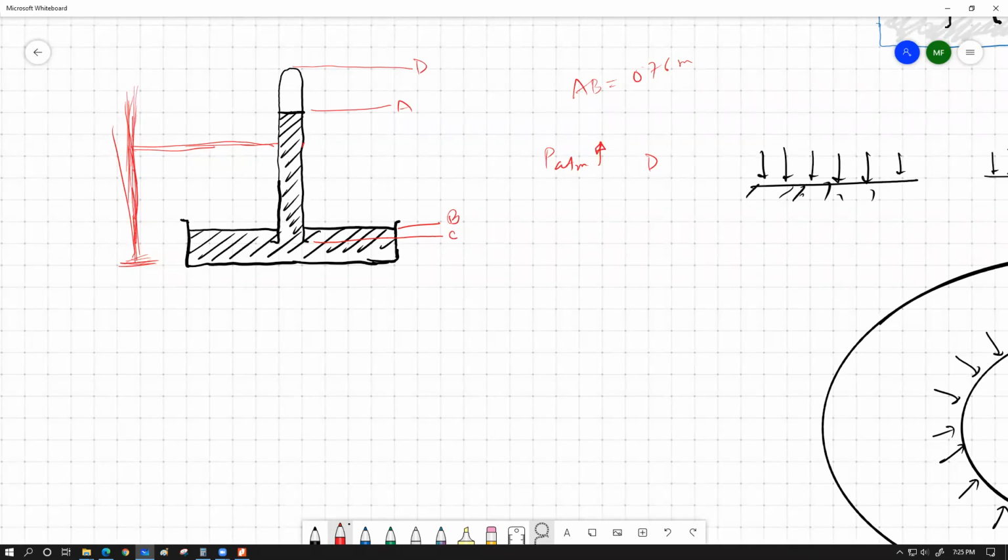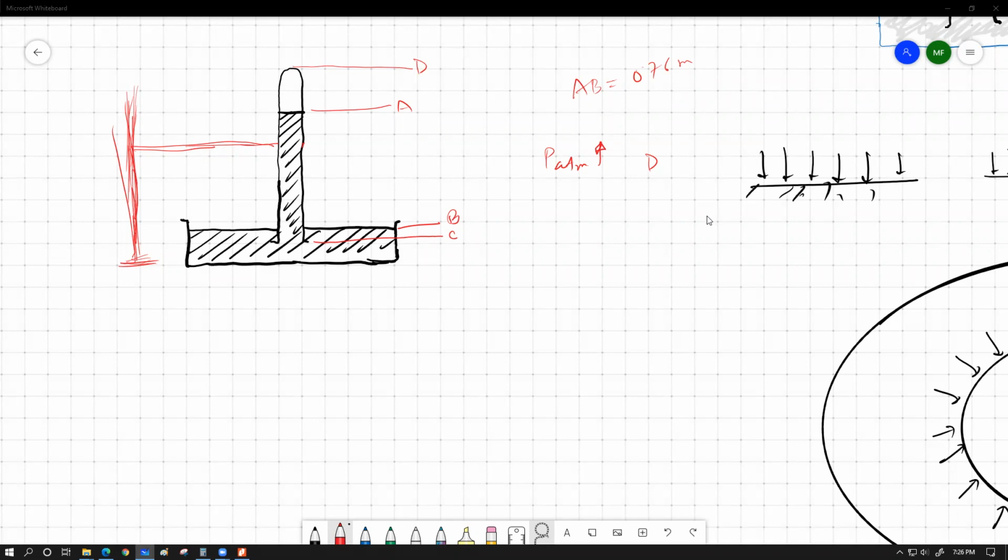Should it change? Should it go up? Should it go down? What do you think? Anyone? No one? Well, yes. The test tube is in a fixed position, so shouldn't D be in the same position? Exactly.